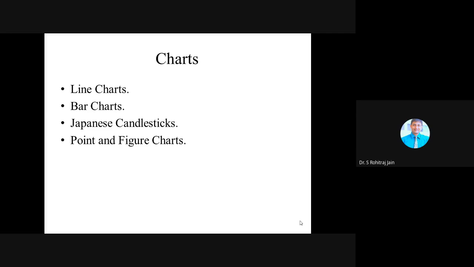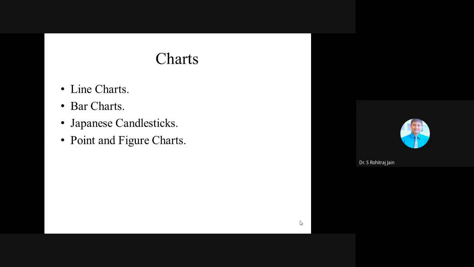So in order to understand, in order to give a proper signal, you should understand both the fundamental factors, the global factors, the macro factors and the micro factors, as well as the technical analysis. Then the last type of chart is called the point and figure chart.